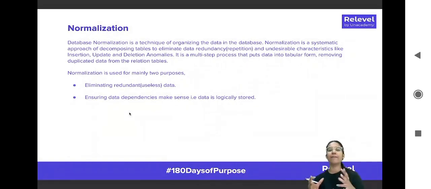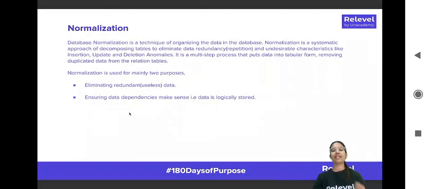that the repetitive data gets eliminated and undesirable characteristics, like insertion, updation and deletion anomalies, also go away. There are three kinds of anomalies present whenever we deal with data. So using normalization, we get rid of not just redundant and repetitive data, but also undesirable concepts like insertion, updation and deletion anomalies, which we will cover in the next slides. Normalization is not just a one-step process. You don't just do something and immediately remove redundant data. It's a multi-step process that puts the data into a tabular form, in such a format that we remove the duplicated data.